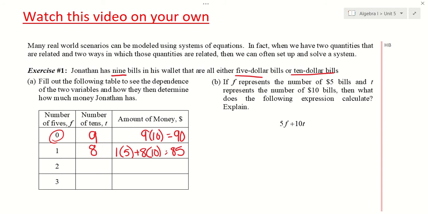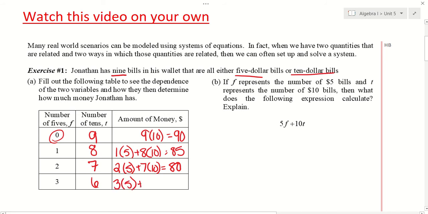If he has 2 $5 bills, he must have 7 $10 bills. What would that look like? 2 times 5 plus 7 times 10, which is 80. And then 3 $5 bills means 6 $10 bills. So 3 times 5 plus 6 times 10 is 75.